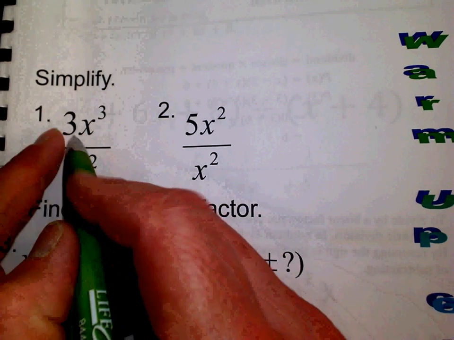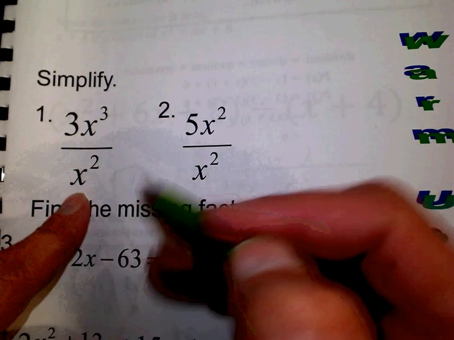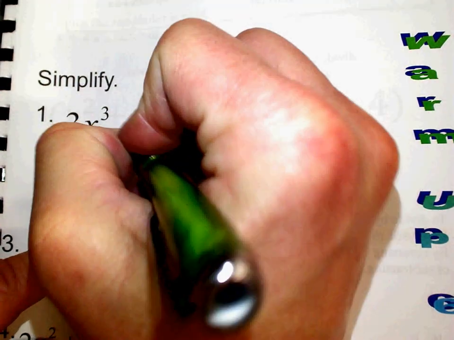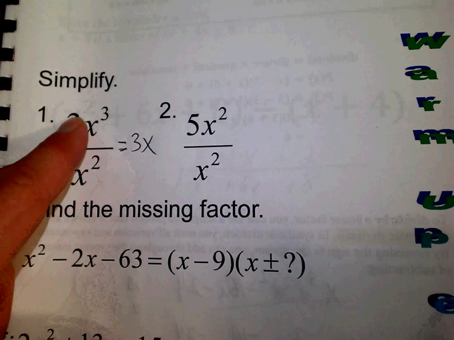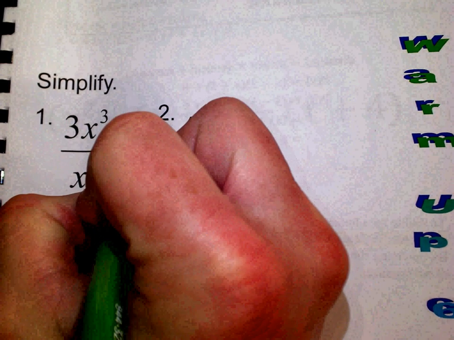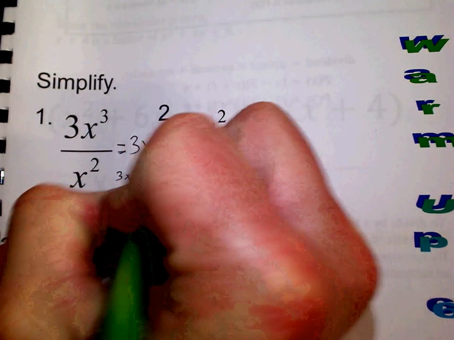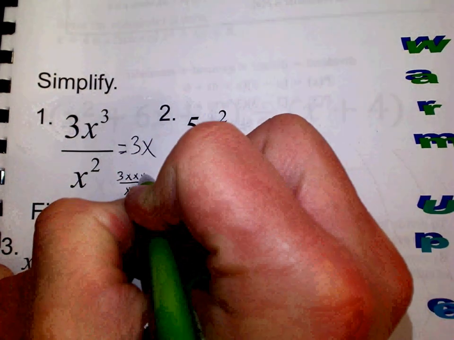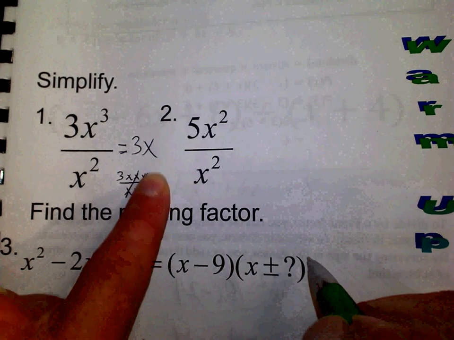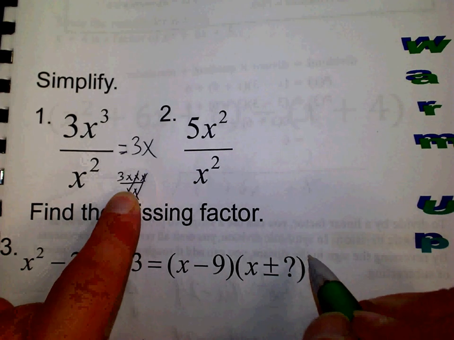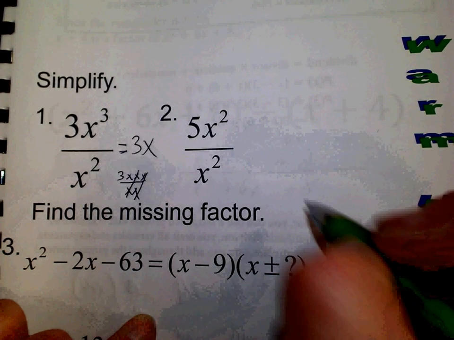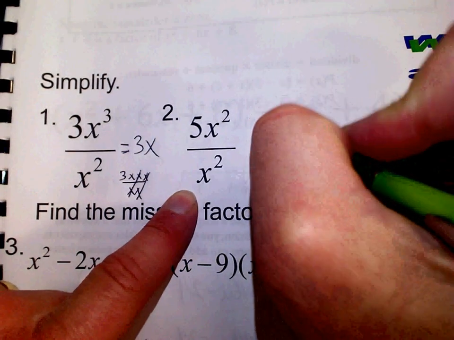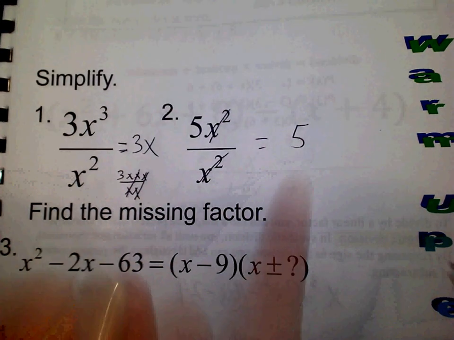If you were asked to simplify 3x to the third over x squared, does anybody know what that might be? That is 3x, and to prove that, 3x to the third would be like 3x over x squared, which would be x, and you could cancel out or eliminate an x there, leaving 3x. What about number 2, 5x squared over x squared? That's right. These x squareds could go away and leave just 5.